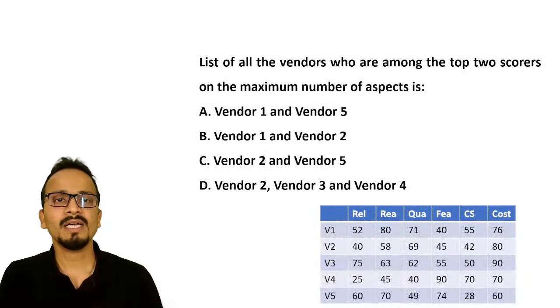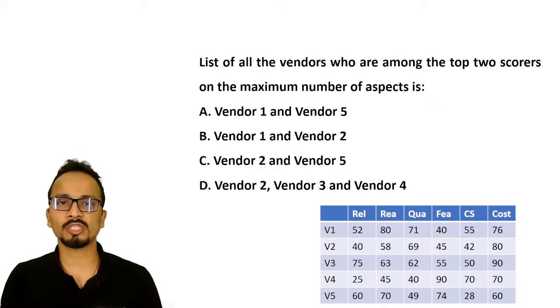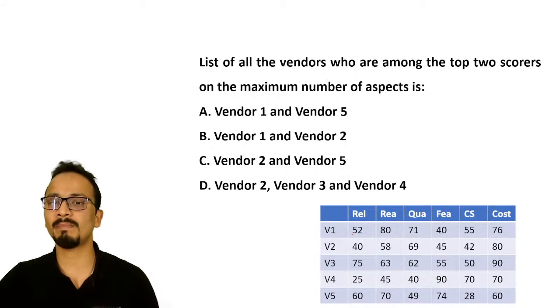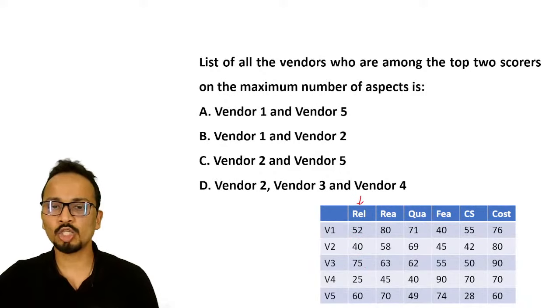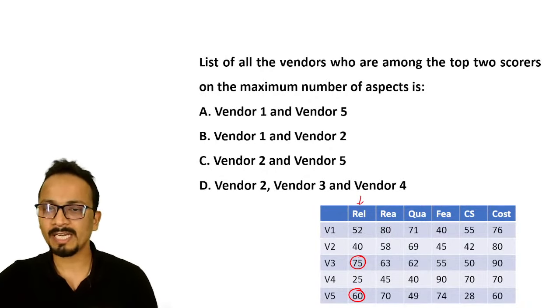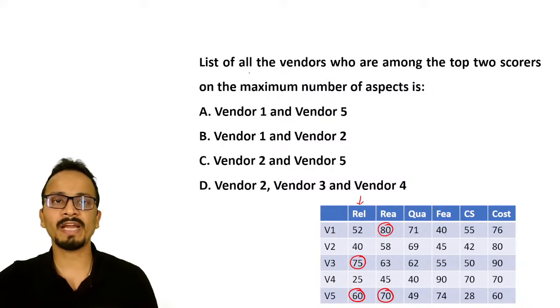Question number 3. List of all the vendors who are among the top 2 scorers on maximum number of parameters. All right. Now top 2 scorers on the parameters. So for first parameter, which are the top 2 scores? I'll mark them. 75 and 60. These are the top 2 scores. Okay. The same thing I'll be doing for each and every parameter. So for second parameter, 80 and 70 are the top two. So we have to find out the list of all the vendors who are among the top two scorers on the maximum number of aspects.